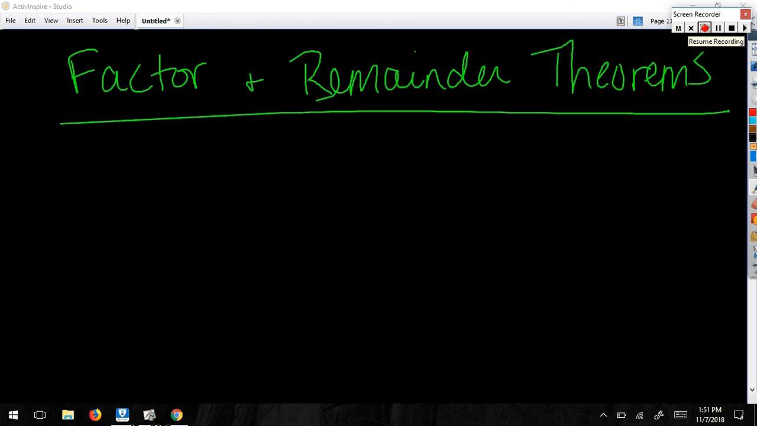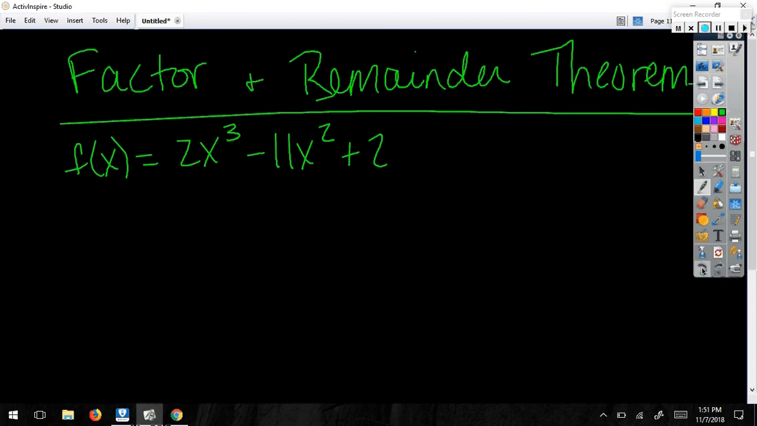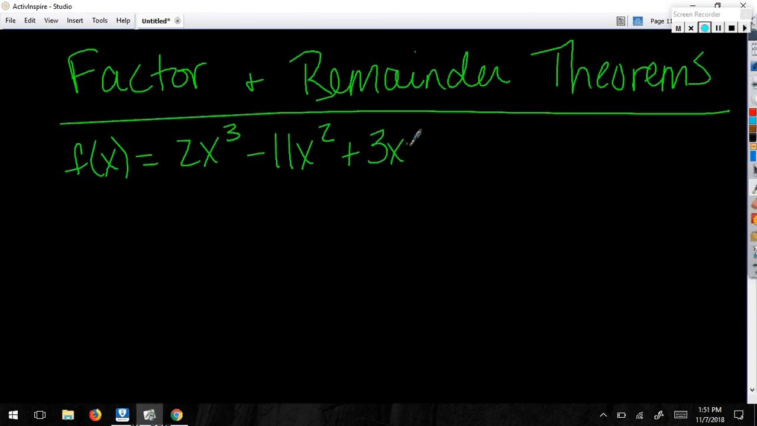In other words, let's say I had f of x equals 2x cubed minus 11x squared plus 3x plus 36. I'm sorry. And let's say that x minus 3 is a factor.